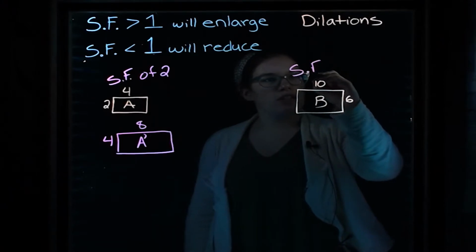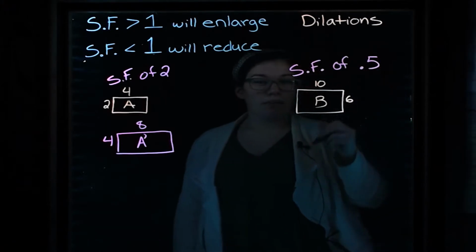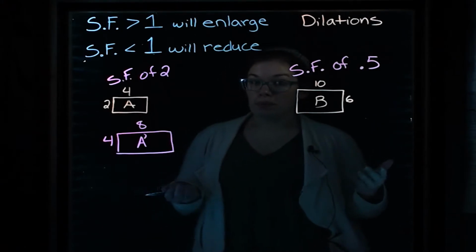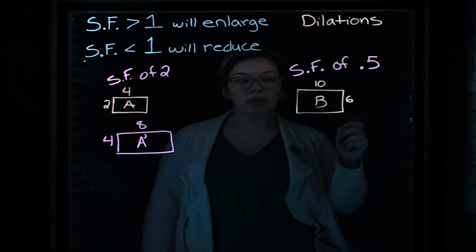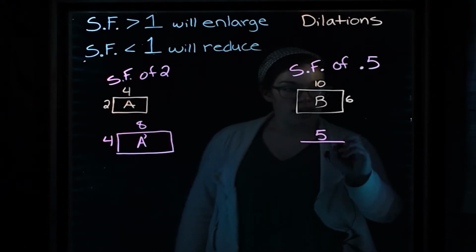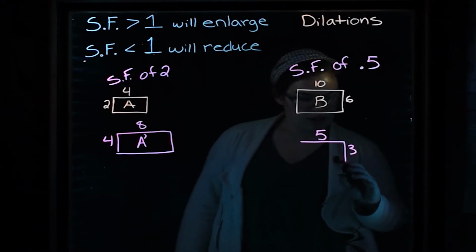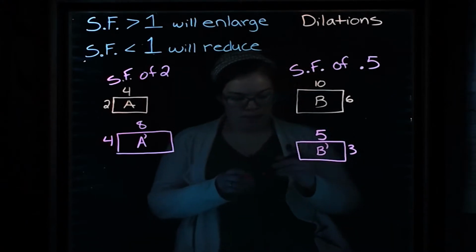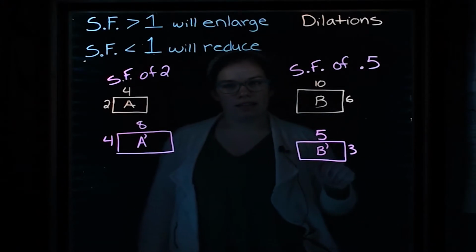Say I have a scale factor of 0.5. Now I know this number is smaller than 1, so it's going to be reduced. My new shape, B prime, will be reduced. 10 times, because with a scale factor we always multiply, 10 times 0.5 is 5. Now I have to do the same thing to the 6. 6 times 0.5 is 3. And I go ahead and label it with my prime symbol so I can remember which one I started with and which one got dilated.